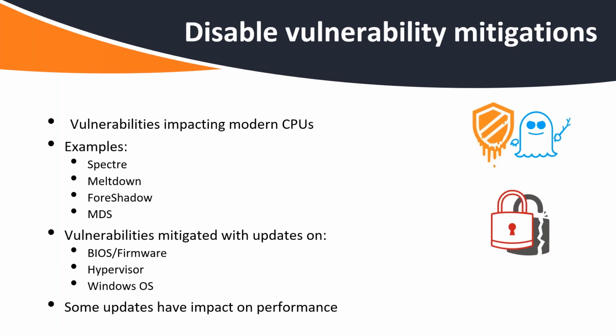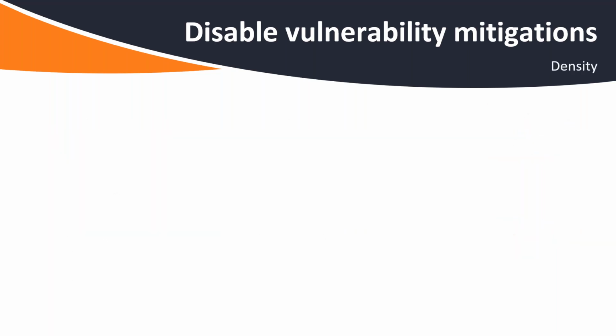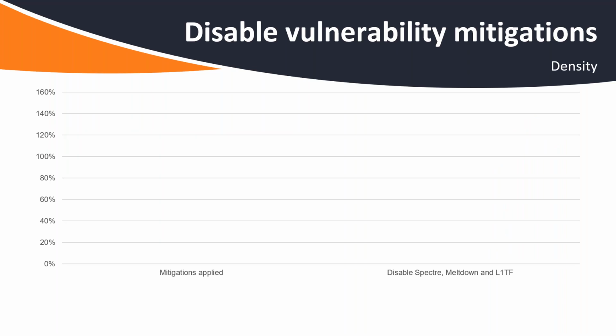One of the topics that I touch upon on a regular basis is vulnerability mitigations. We've all been down the Spectre, Meltdown, Foreshadow road. We've seen MDS and how we're mitigating them with BIOS and firmware updates and whatnot. But what is the impact of these security mitigations? Let us look at density first.